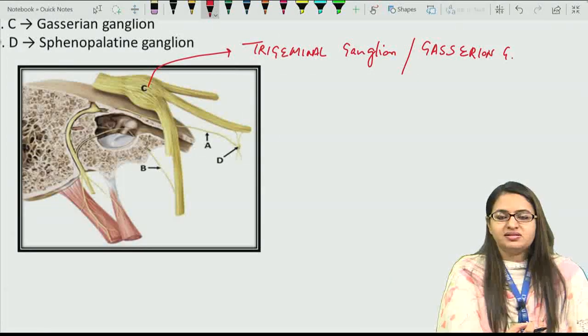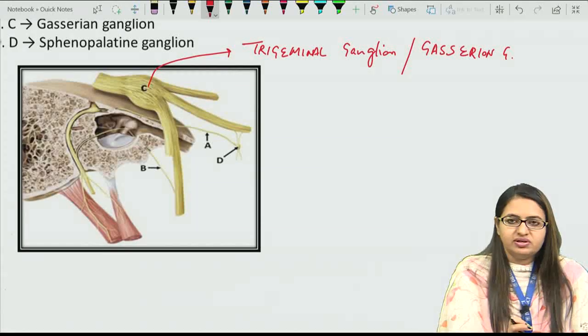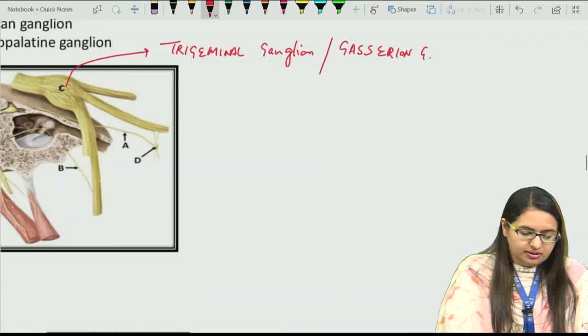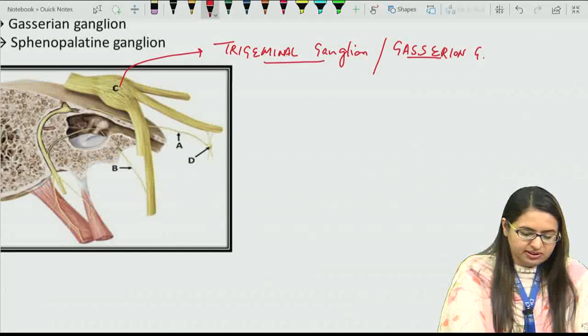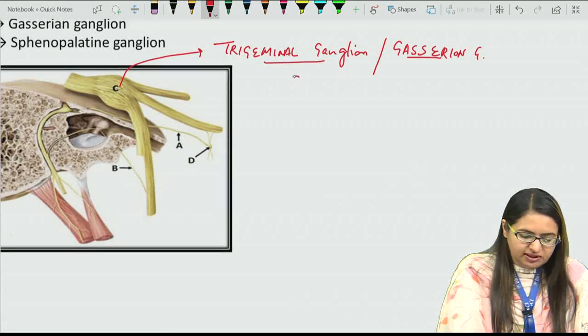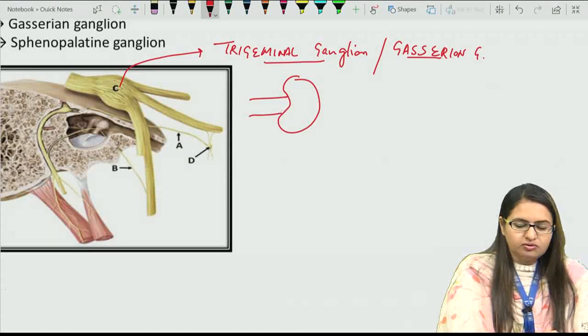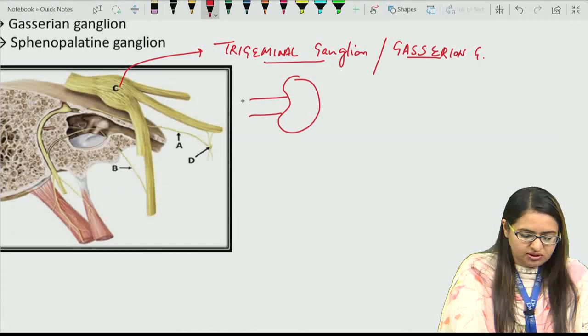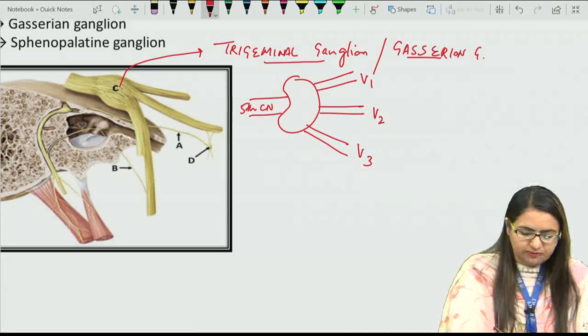The trigeminal nerve, as it takes origin from the pons, has a very short course, and then it goes towards the trigeminal ganglion. The trigeminal ganglion is a bean shaped structure. At the concave portion there is attachment of the trigeminal nerve, the fifth cranial nerve, and towards the convex portion we have three divisions of the trigeminal nerve, that is the ophthalmic, maxillary and the mandibular.